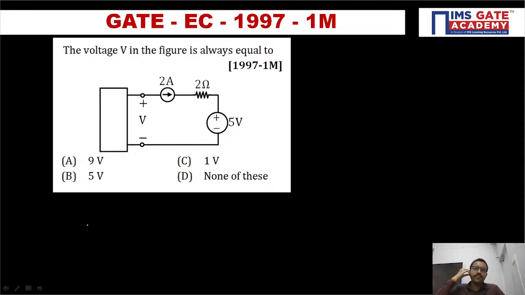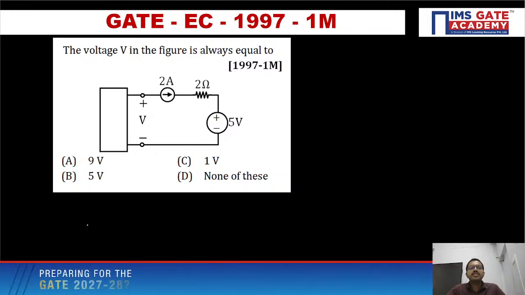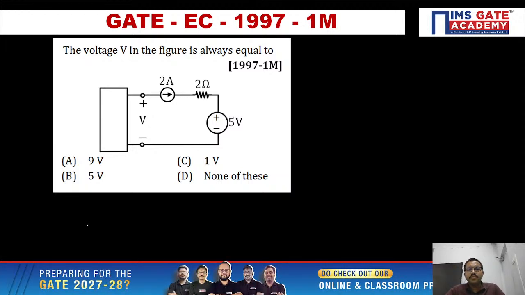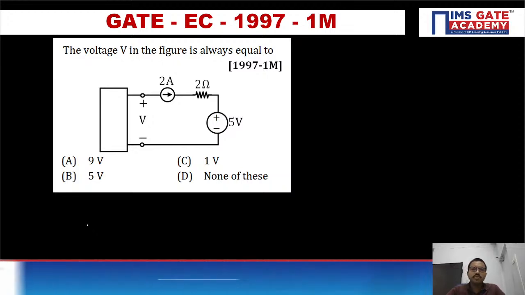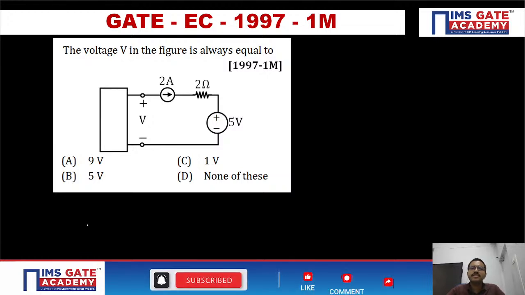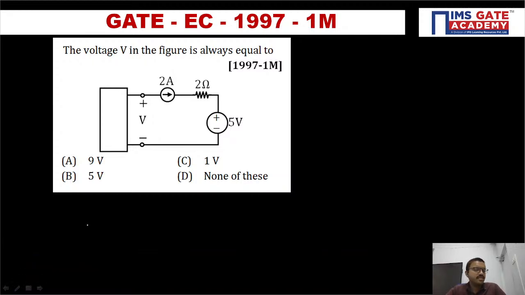Yeah, for this question, whether anyone is going to mark option A? Yeah, in general, many of the students will mark option A. Okay, or some of you may mark option C, but both are not correct for this question. Any guess? Why are option A and option C not correct?